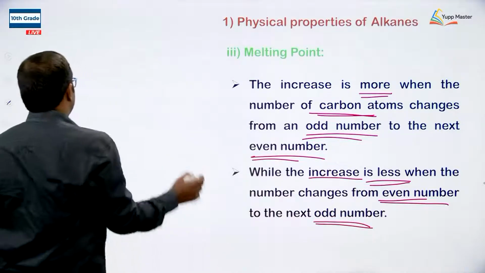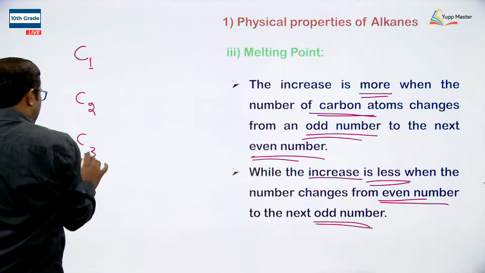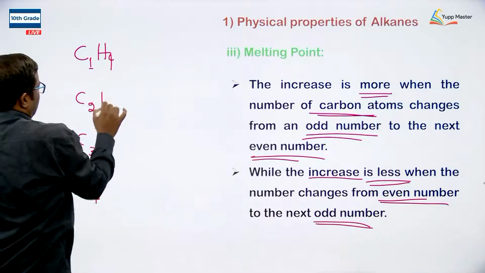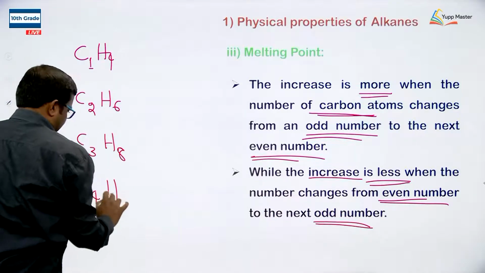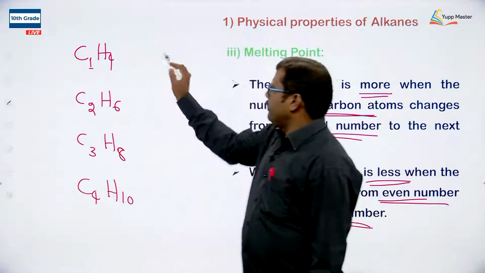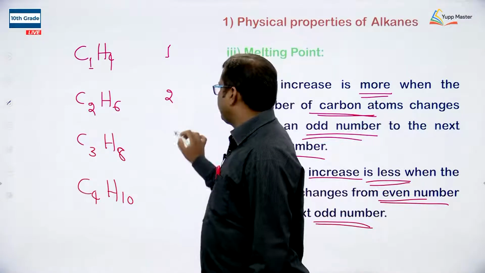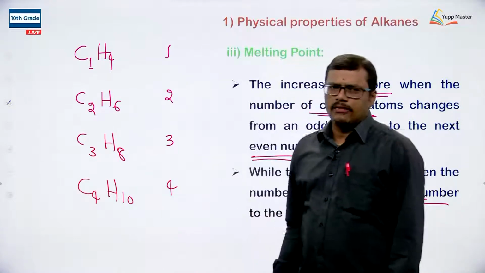For example, let us say we have the alkanes C1, C2, C3, C4. Here we have only one carbon atom, carbon number is 1, so it is odd. Here 2 carbon atoms, 3 carbon atoms, 4 carbon atoms. You know what is an even number and what is an odd number.